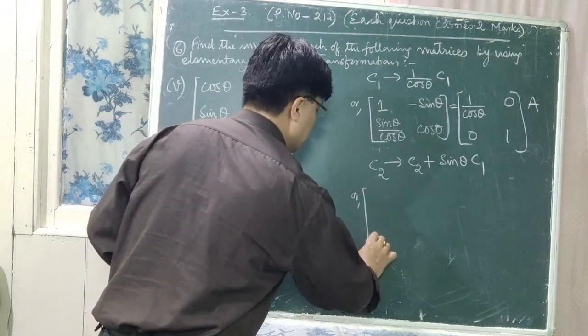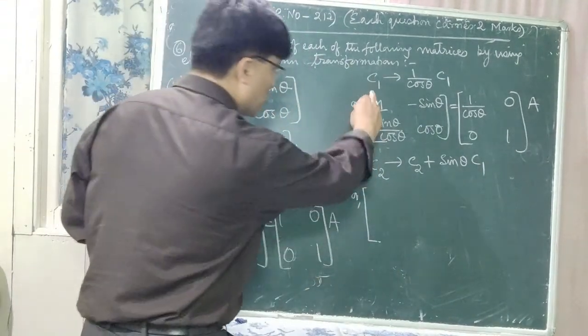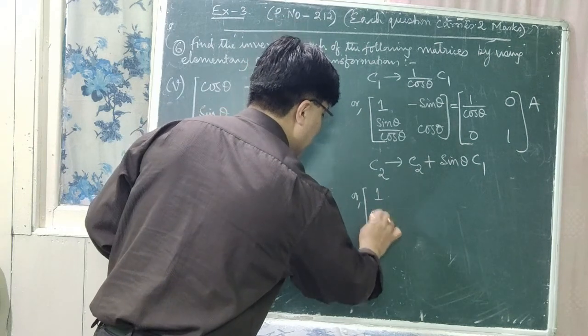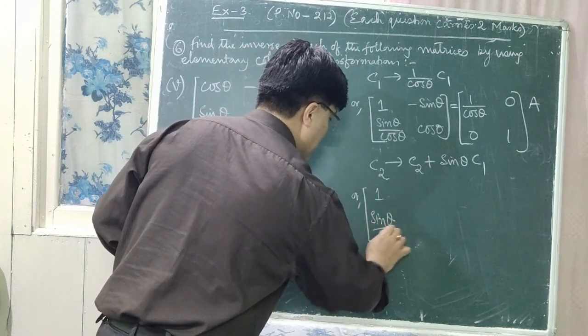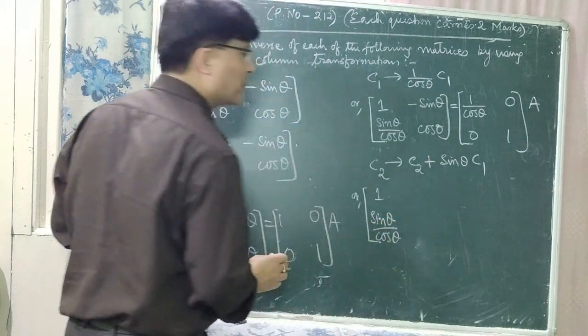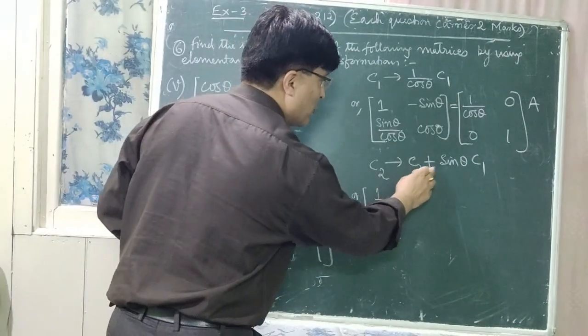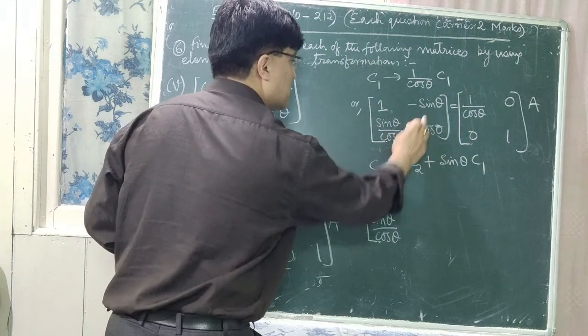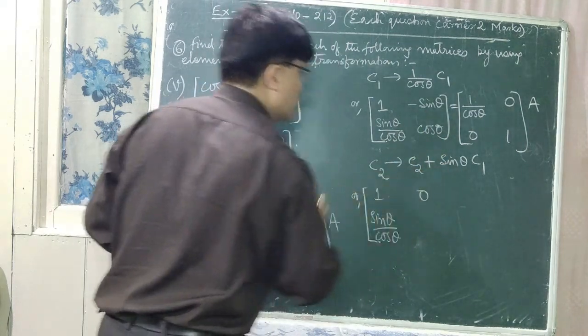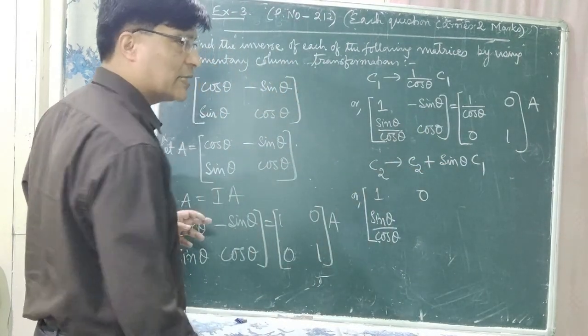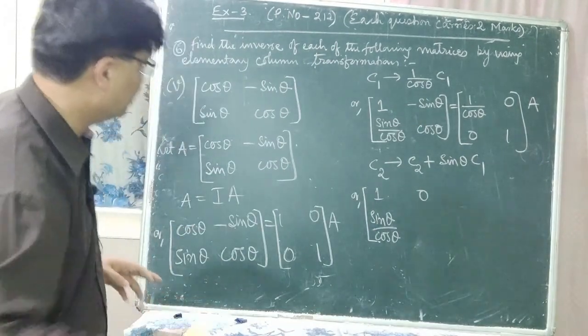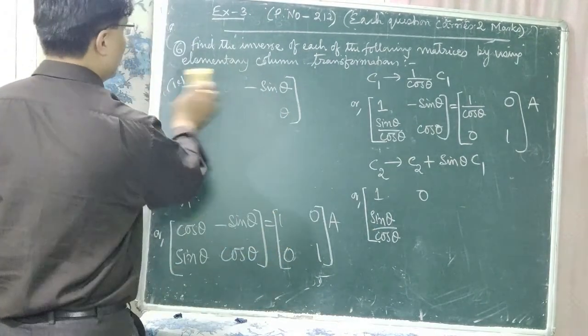Now next, column 1 remains the same, 1, this is sin theta by cos theta, right? Then C2 is minus sin theta, plus sin theta into 1 is sin theta. This minus sin theta plus sin theta is always 0. Is that clear? So next, let us simplify it here.